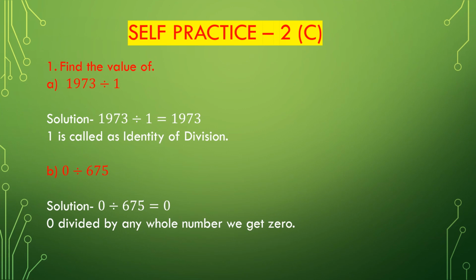Now we'll solve self-practice exercise 2C. First, let's solve question number 1. Find the value of the first part: 1973 divided by 1. 1973 divided by 1 equals 1973 only. We know when we divide a whole number by 1, we get the same whole number. Here 1 is called the identity of division.